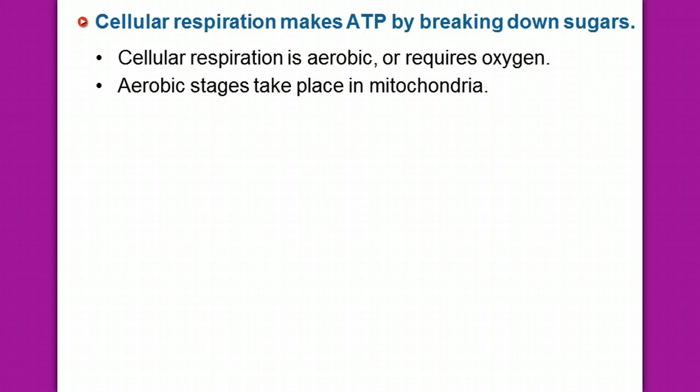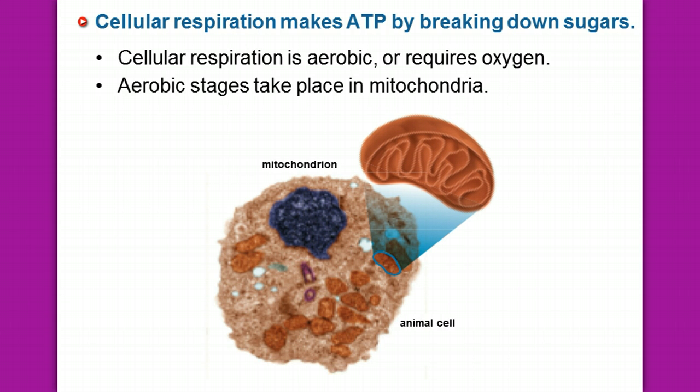It's an aerobic process, meaning that it requires oxygen, and the aerobic stages actually take place in the mitochondria of the cell. And this is why you studied that the mitochondria are the powerhouse of the cell, where all the energy is produced. So when you look at this electron micrograph of a cell, you can see that there are many mitochondria present in this particular cell, and they just showed you a little blow-up graphic of one.